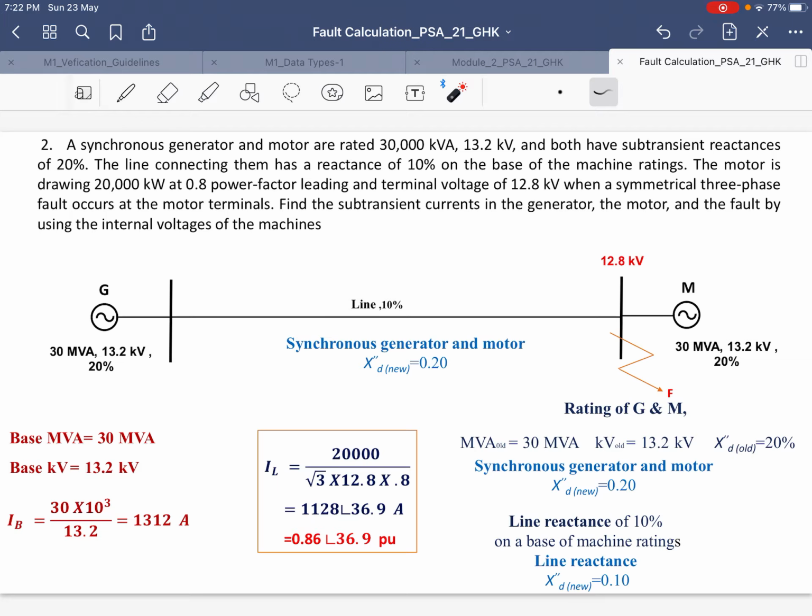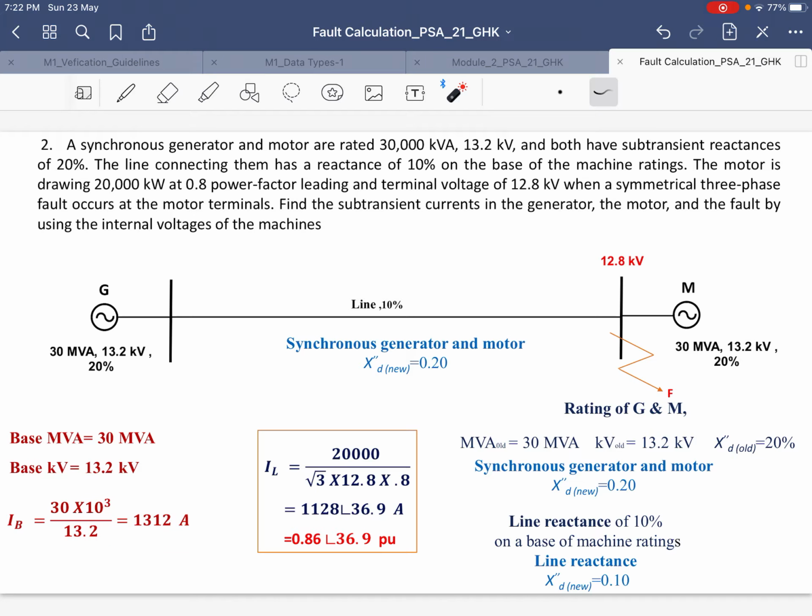Based on this, I am making some preliminary calculations here. From the given base quantities of voltage and volt-ampere, I am calculating the base current. The base current is 30 into 10 raised to 3 divided by root 3 into 13.2, and I am getting the base current as 1312 amperes. The base current remains the same throughout, because there is no change in the voltage level, as there is no transformer in the network. Therefore, the base current based on the chosen base quantities is 1312.